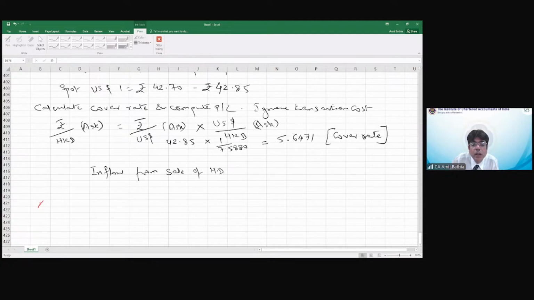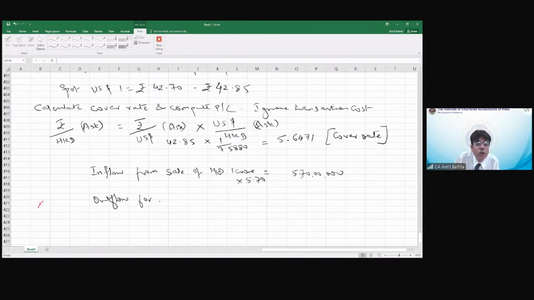HKD 1 crore. How much will you get? 1 crore into 5.70. So you will get 5.70 crore. Am I right? How much will be your outflow?